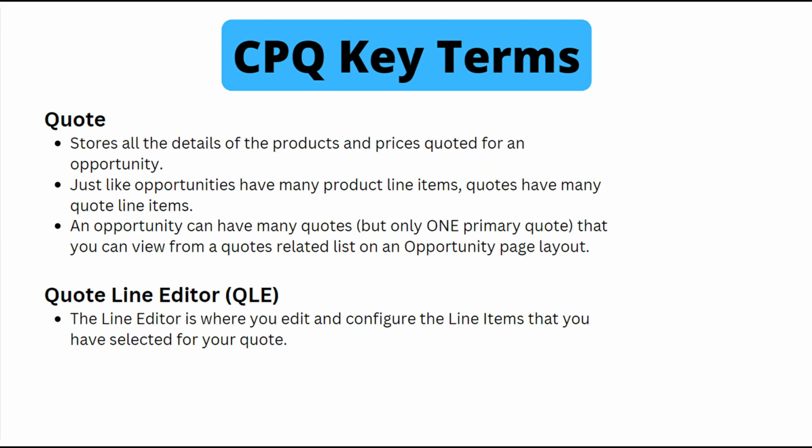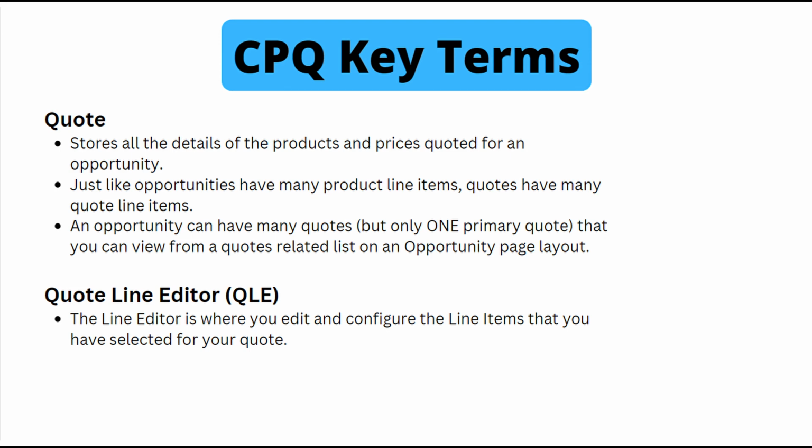The next term we have is quote. Pretty important to understand for CPQ given it's configure price quote. Quotes store all the details of the product and prices quoted for an opportunity. Just like opportunities have many product line items, quotes have many quote line items. An opportunity can have many quotes, but only one primary quote that you can view from a quotes related list on the opportunity page layout.